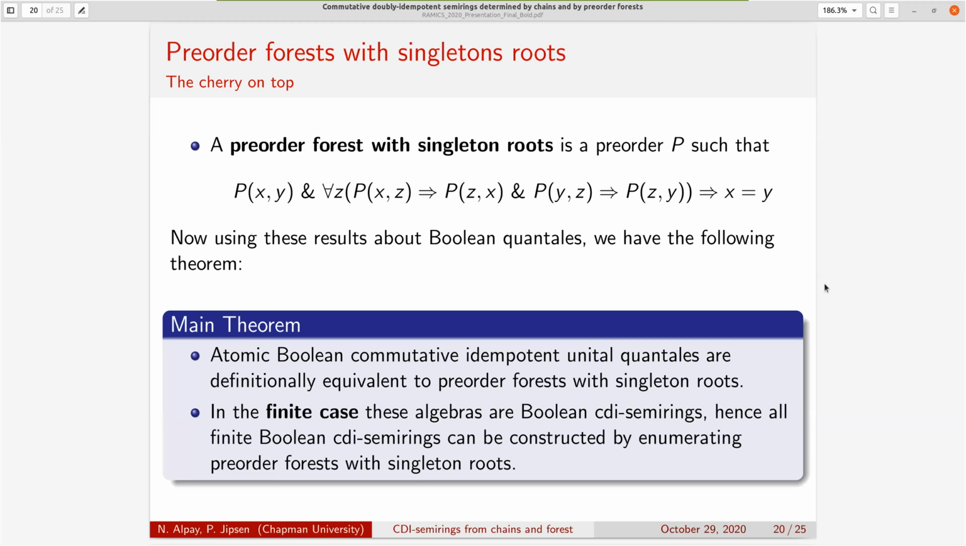Now, using these results about Boolean quantales, we have the following theorem, which is the main theorem of the talk, which states that atomic Boolean commutative idempotent unital quantales are definitionally equivalent to preorder forests with singleton roots. In the finite case, these algebras are Boolean CDI semirings, and so finite Boolean CDI semirings can be constructed by enumerating preorder forests with singleton roots.